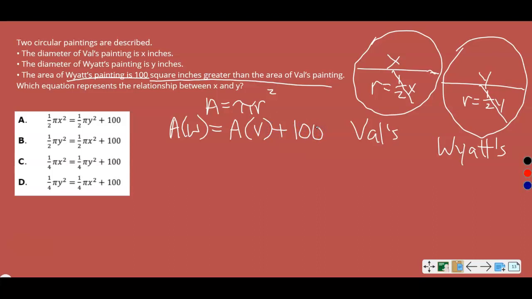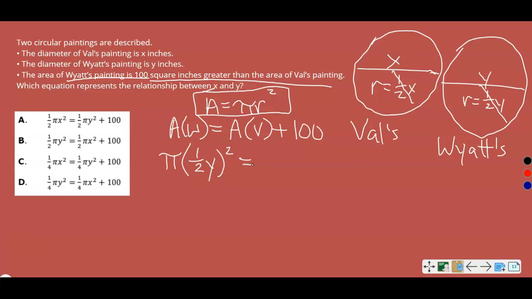All right, so now we have a couple formulas. Now we need to see how this can work together. So we're going to go back up here to area equals pi r squared. So let's start with Wyatt's. So we're going to start on the left-hand side. So the area of Wyatt's painting would be pi r squared. So we determined that r for Wyatt is 1/2 y. So it's going to be 1/2 y squared.